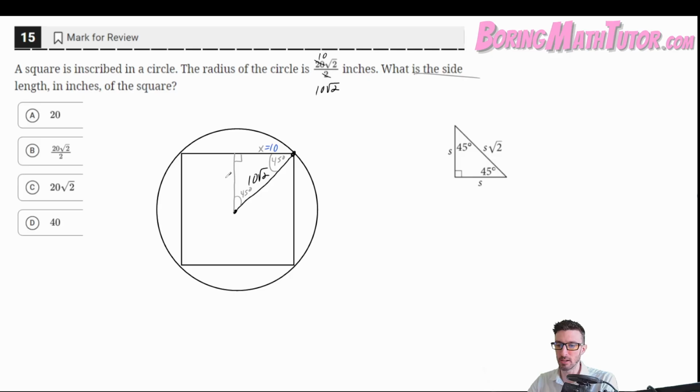So it would be 10 here and then 10 there. And now remember we said we just got to double that. So 10 times 2, that gets you 20.